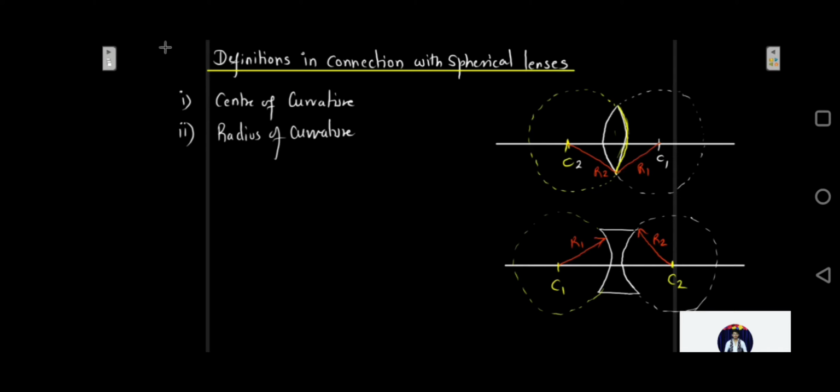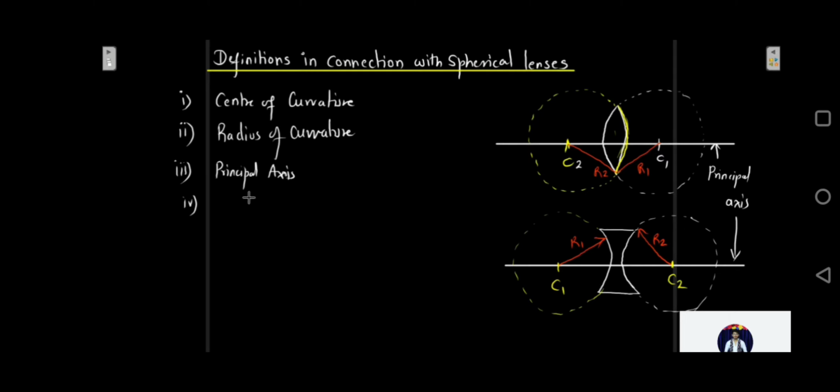Next is the principal axis. So what is the principal axis? It is the line passing through the two centers of curvature. The white line which I have drawn over here originally, the line which is passing through the two centers of curvature in both the cases, this line is called the principal axis. So this becomes the principal axis in this case over here.